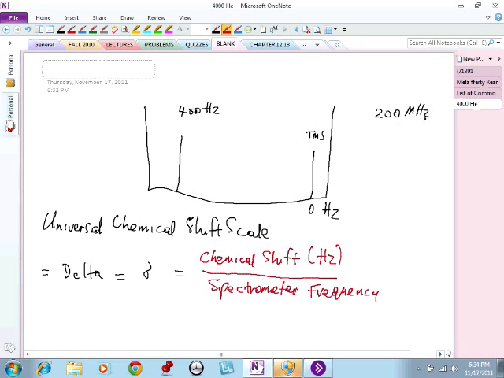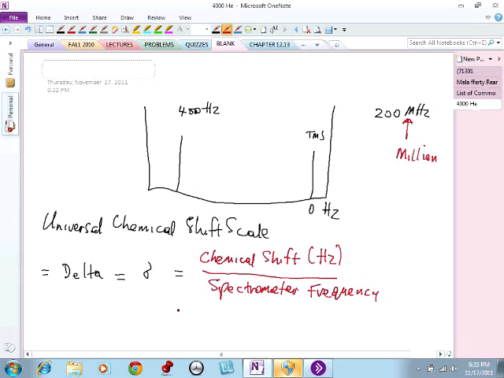By the way, when we say 200 megahertz, this mega here actually means million, not thousand. Okay? So therefore, the universal chemical shift is expressed as delta, and the mathematical expression for delta is the chemical shift in Hertz divided by the spectrometer frequency. So in this case, what would be the chemical shift in delta for this hydrogen if it has an absorption at 400 Hertz and the strength of the instrument is 200 megahertz? What would be the chemical shift?